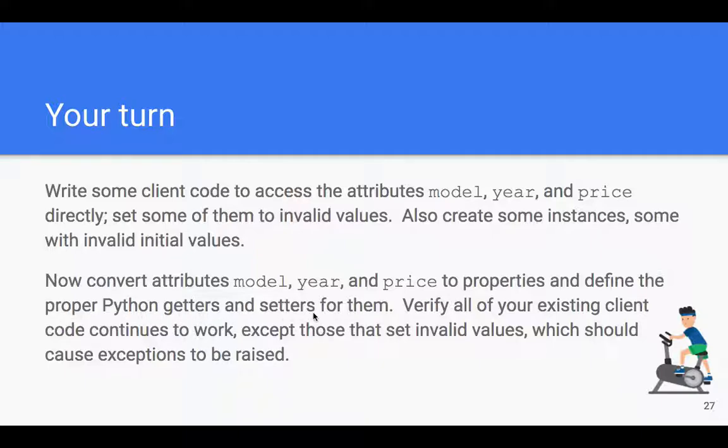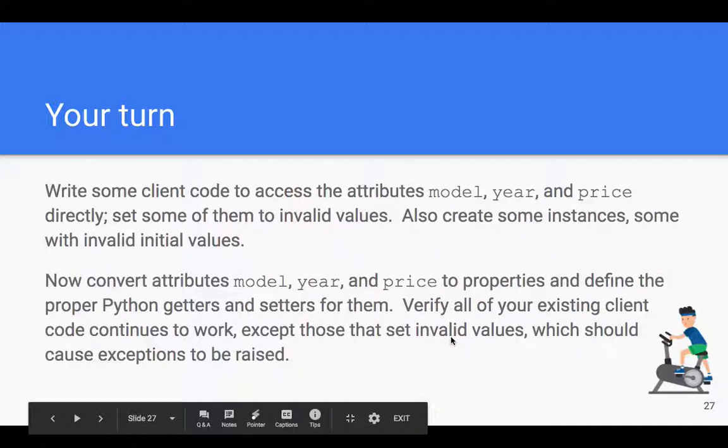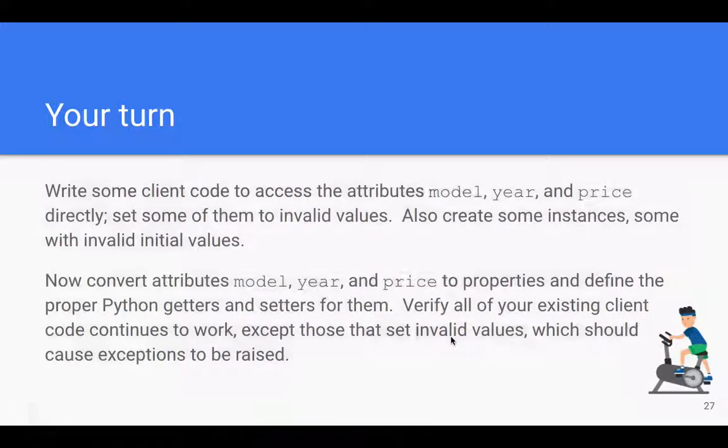And so after you do that, your existing client code should continue to work, except those that are setting invalid values, because they will cause an exception to be raised. And then you can either try to handle it or print out an error message and things like that. So please go ahead and give the Pythonic getters and setters a try.